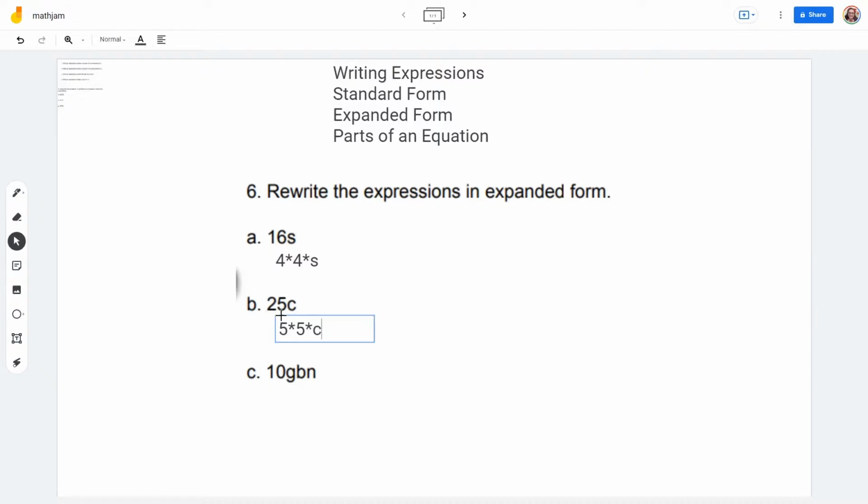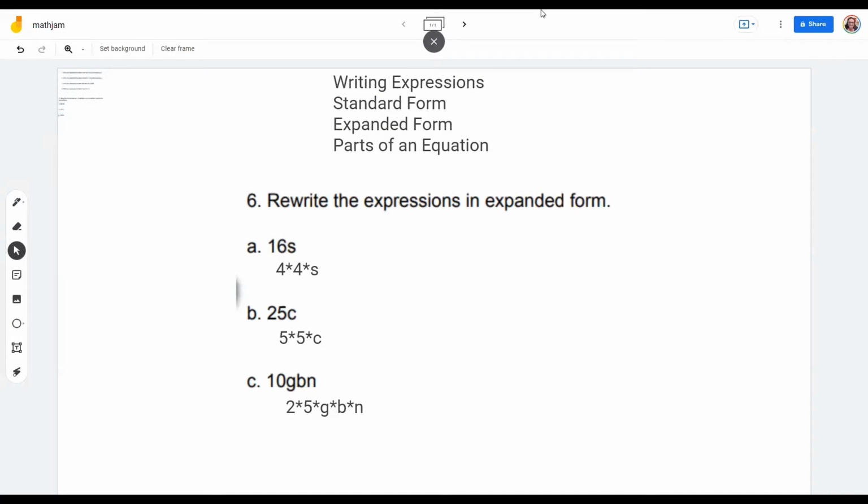So you see how we're expanding the numbers out here? Okay, so let's look at the next one. Oh, that one's long. 10gbn. Well, we could say 2 times 5, because that equals 10, times g times b times n. Okay, well, see, those weren't too hard at all now, were they? All right, well, let's go ahead then and take a look at the parts of the equations.